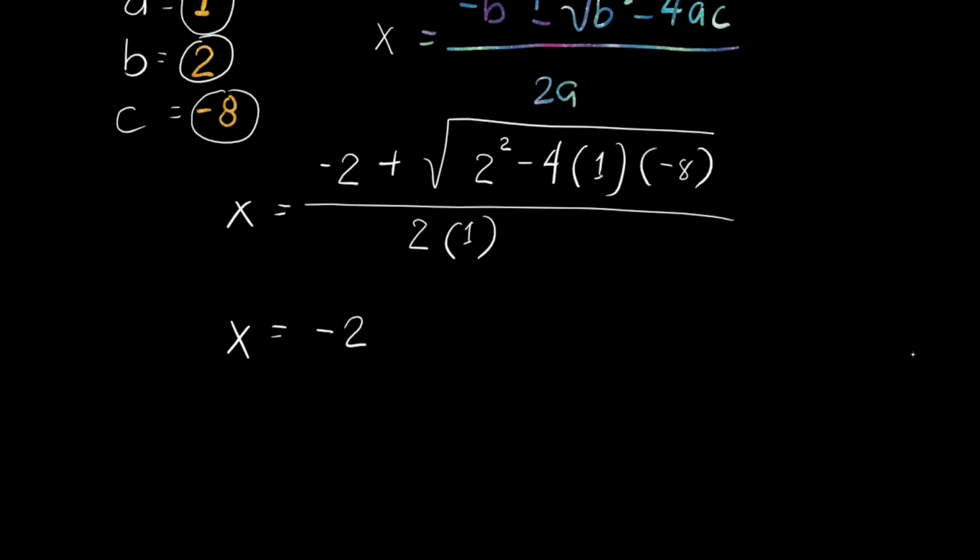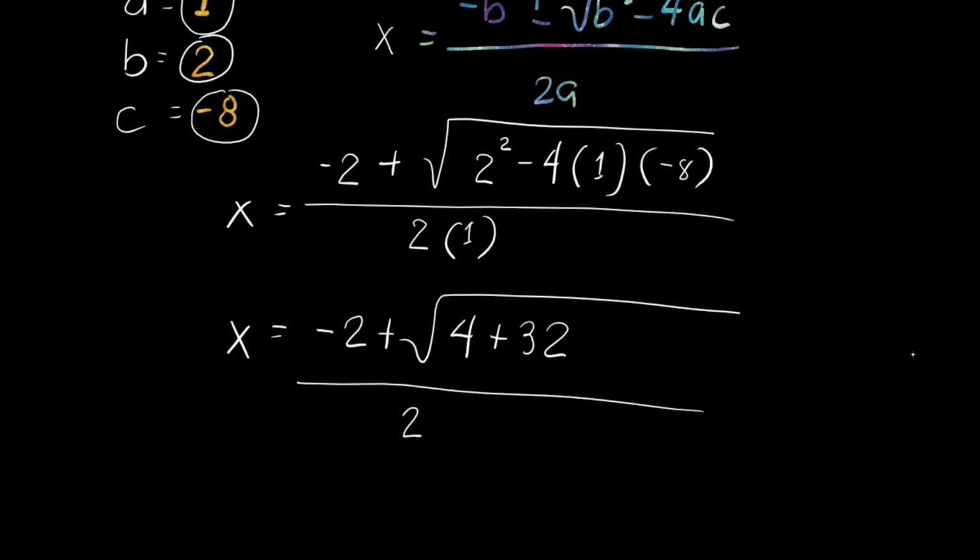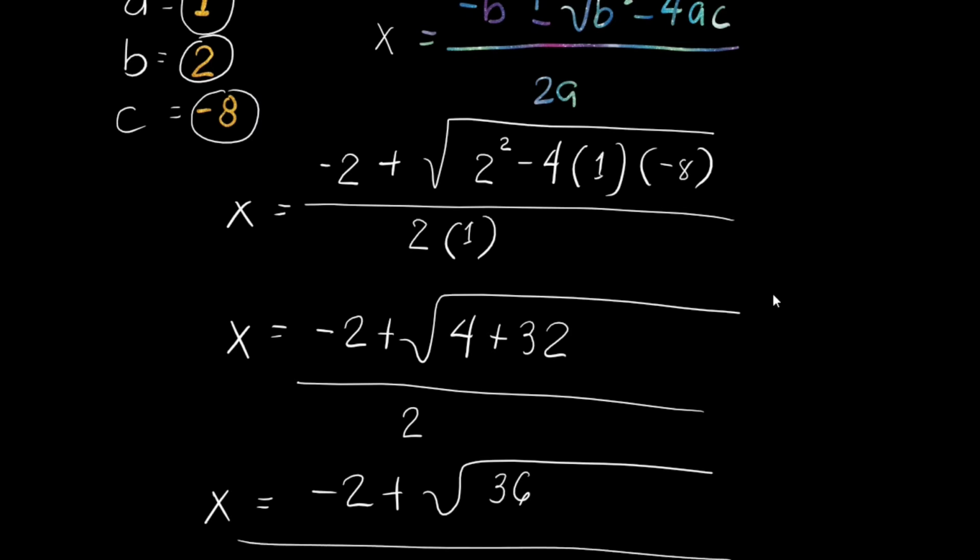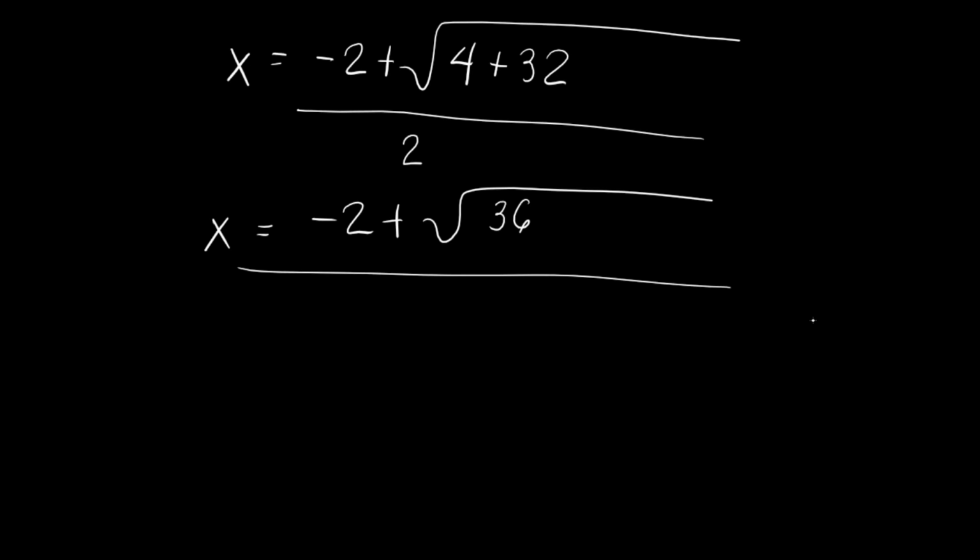So, negative 2 plus square root of 2 squared is 4 minus 4 times 1, negative 4 times 1 is negative 4. Negative 4 times negative 8, that will be positive 32. All over 2 times 1 will be equal to 2. X is equal to negative 2 plus square root of 4 plus 32. E di 36. Oh, lupit. All over 2. Okay? So, anong gagawin mo?